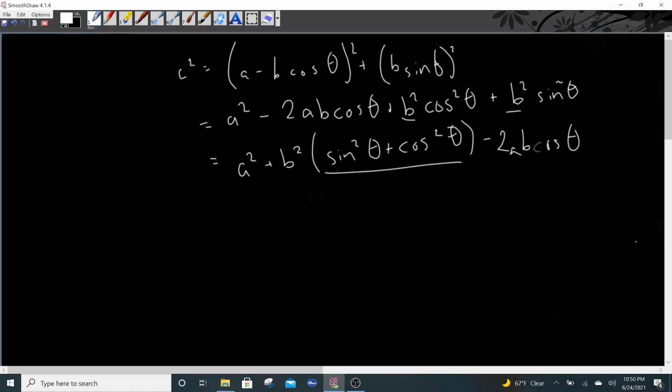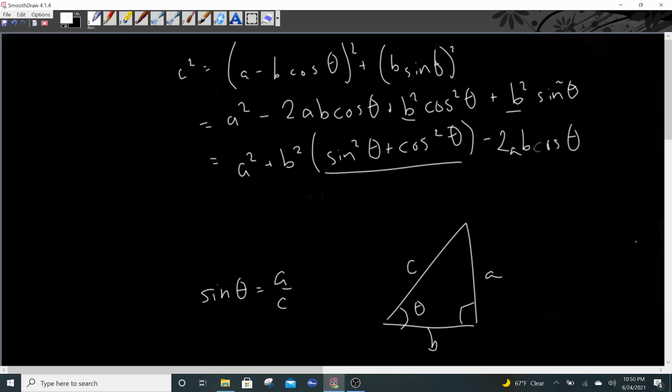So, using a triangle with legs A, B, and C. This is meant to be a right triangle, even though it's not a 90-degree angle right there. This will be theta, and we'll say that sine theta is equal to A over C, or the side opposite the angle over the hypotenuse. And then cosine theta would be B over C, or the side adjacent to the angle over the hypotenuse, or the ratio between those sides.